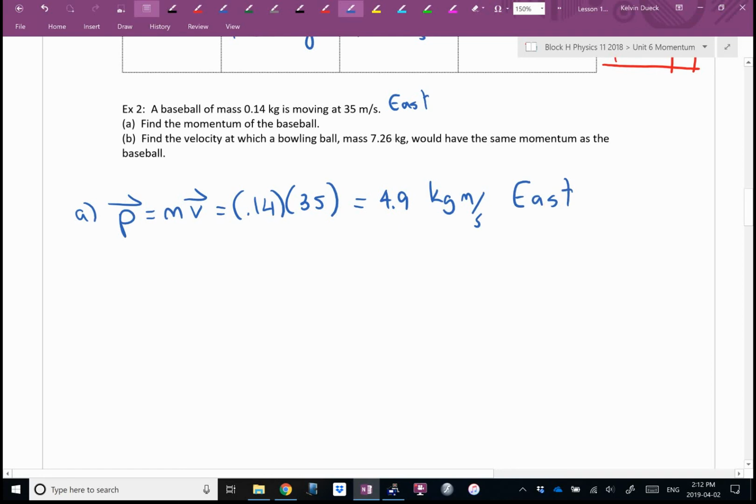Question. Let's suppose I wanted to throw a bowling ball so that it had the same momentum as this baseball. How fast would I need to throw the bowling ball? Find the velocity at which a bowling ball has the same momentum. Kyle, what's this B asking me to find? Can you take this equation and rewrite it to get the velocity by itself, please?